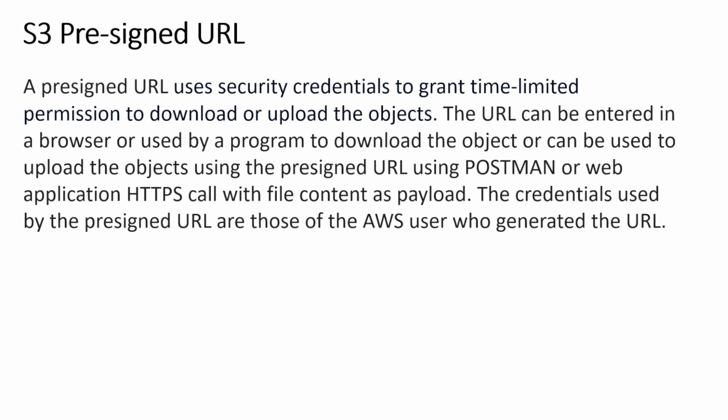Let's dive into the definition of an S3 pre-signed URL. A pre-signed URL uses security credentials to grant time-limited permission to download or upload objects. The URL can be entered in a browser or used by a program to download the object, or it can be used to upload objects using the pre-signed URL with Postman or a web application HTTPS call with the file content as payload. The credentials used by the pre-signed URL are those of the AWS user who generated the URL.